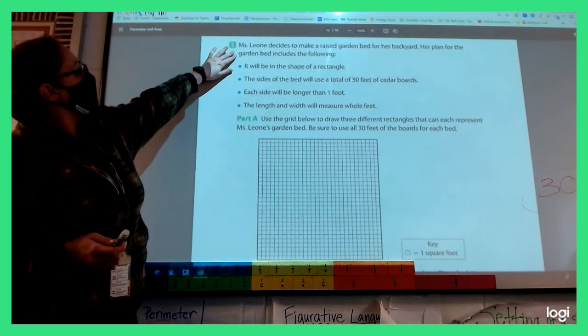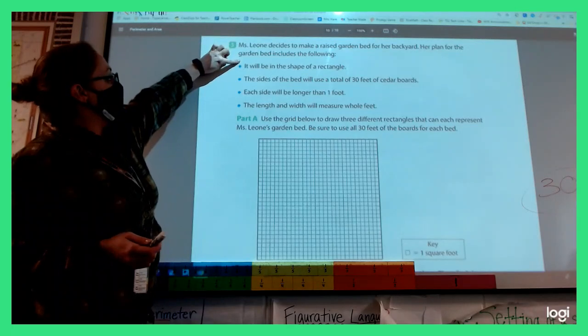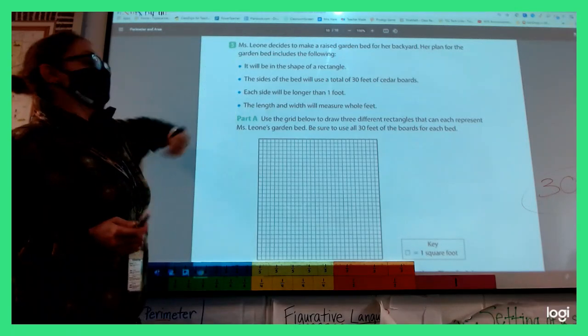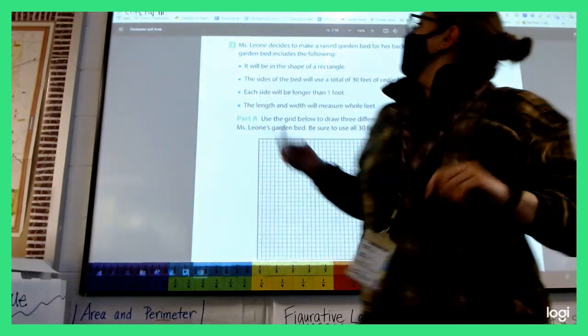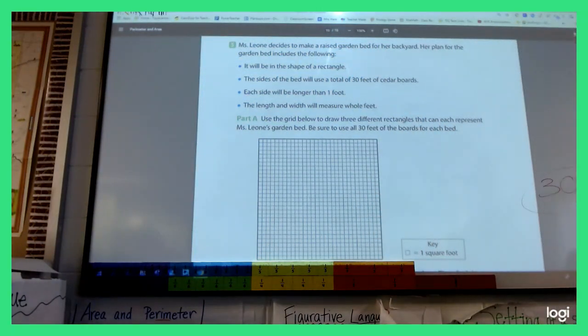So I need a reader to read number 5, our problem, and then all of our criteria right here, our rules. Josiah? Mrs. Leon decides to make a raised garden bed for her backyard. Her plan for the garden bed includes the following. It will be in the shape of a rectangle. The sides of the bed will use a total of 30 feet in cedar boards. Each side will be longer than 1 foot. The length and the width will measure the whole feet.